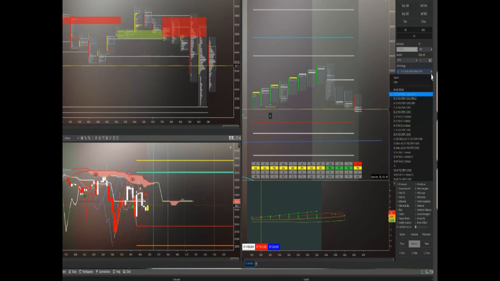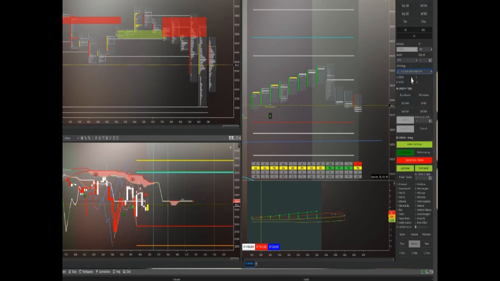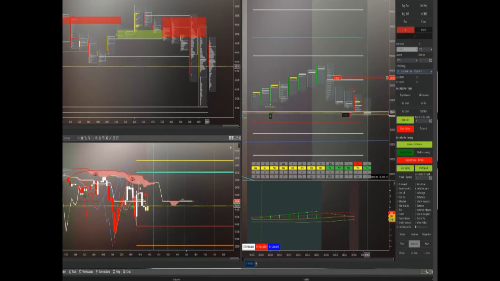This is where I'd probably scale back down. Okay, I'm already at 3 contracts. Order filled.